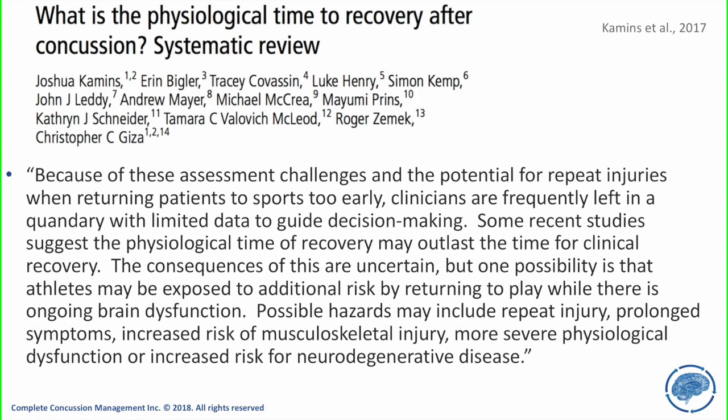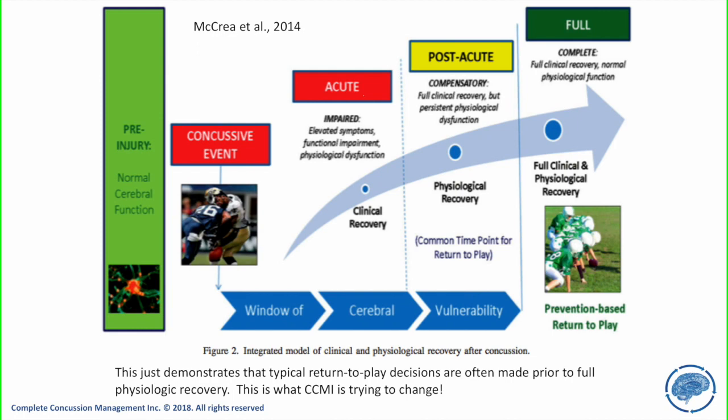Some recent studies suggest that physiologic time of recovery may outlast the time for clinical recovery. The consequences of this are uncertain, but one possibility is that athletes may be exposed to additional risk by returning to play while there is ongoing brain dysfunction. Possible hazards may include repeat injury, prolonged symptoms, increased risk of musculoskeletal injury, more severe physiologic dysfunction, or increased risk for neurodegenerative diseases. So we're starting to smarten up about this. And this is really what we need to do.